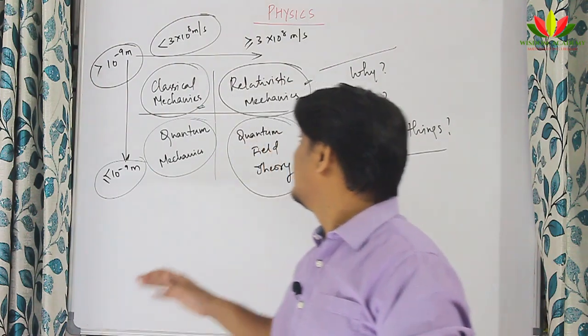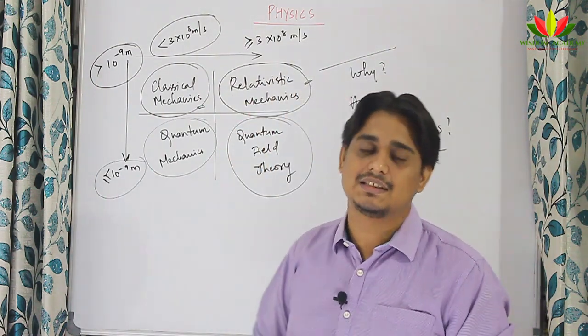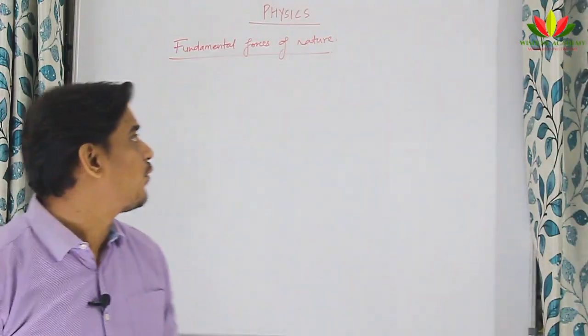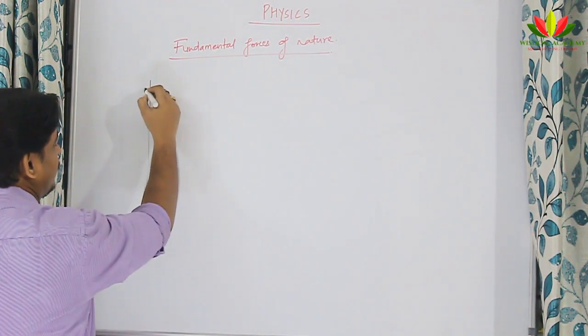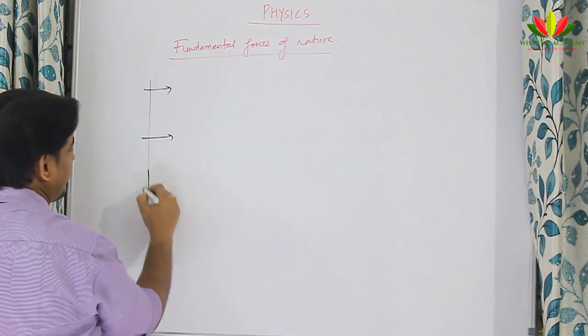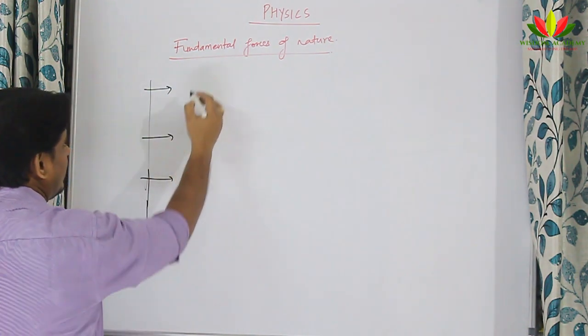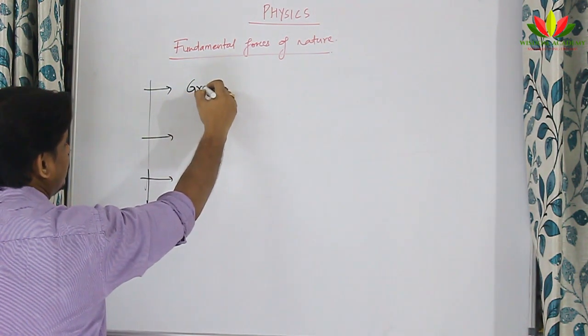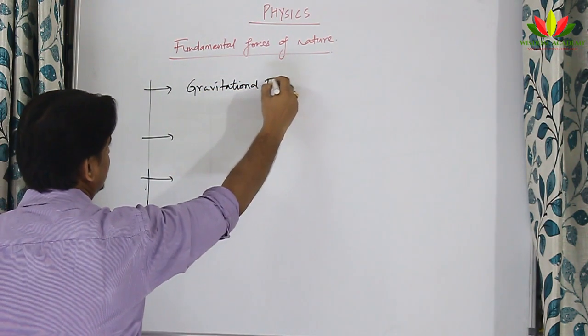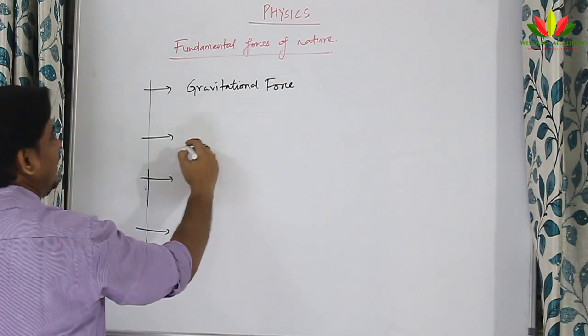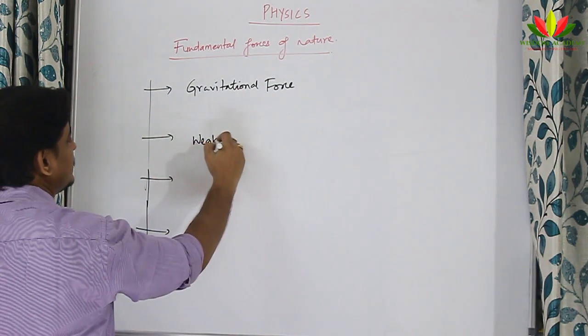So this is about the different branches of physics. Now let us see about the fundamental forces of nature. So basically in nature we have four fundamental forces. If I name them, they are gravitational force, very commonly used force. Then we have weak nuclear force.